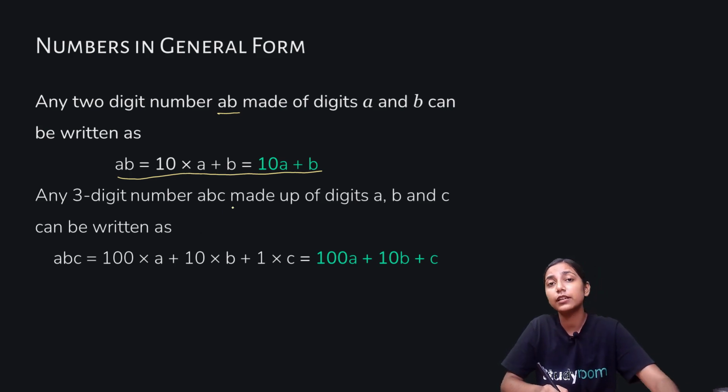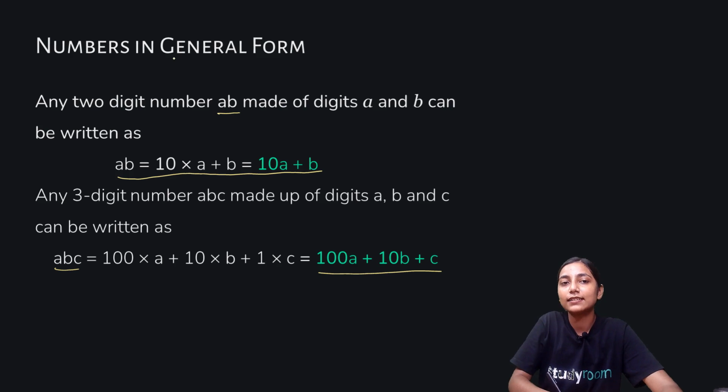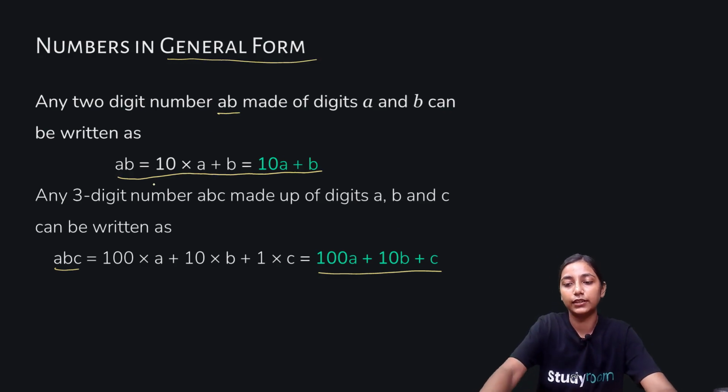Now any three-digit number ABC is made up of digits A, B and C. How can a three-digit number be written? Let's take an example, a three-digit number ABC. Because A is at the hundreds place, it will be written as 100 into A plus 10 into B plus 1 into C, or directly plus C. That is 100A plus 10B plus C. So this form is known as the general form of numbers. We have written the general form of two-digit numbers and three-digit numbers.